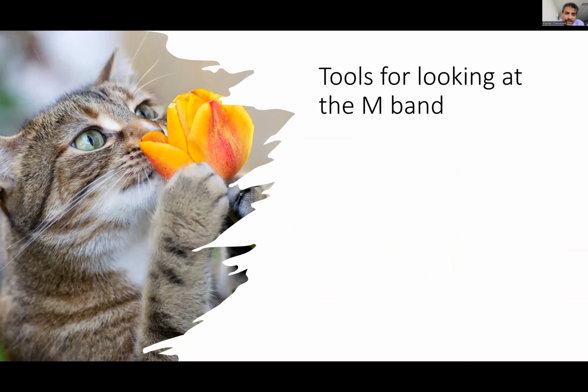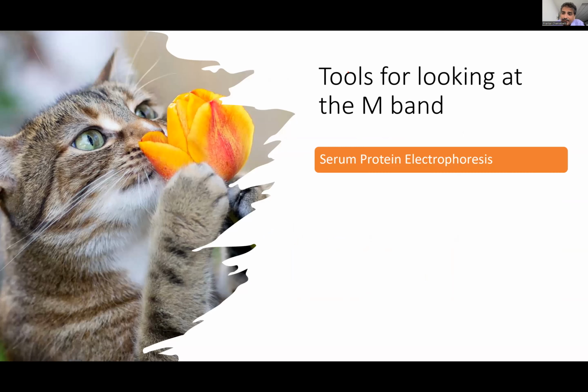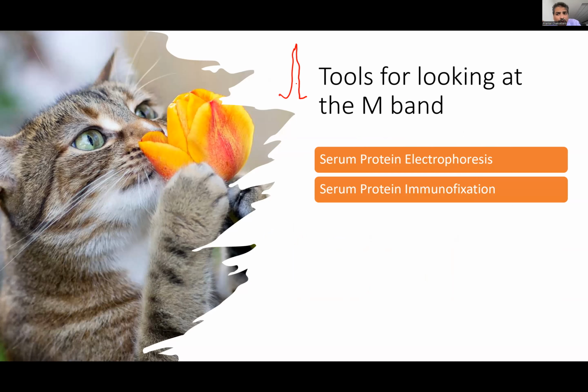Now, what are the tools for looking at the M band? Electrophoresis I have already alluded to. It can also be capillary electrophoresis or gel electrophoresis. And then we do something called immunofixation. When you see a peak like this, you will suspect that it's monoclonal. But how do you know it is monoclonal? So you use monoclonal antibodies and stain them. If it's a clear stain, then it's monoclonal. If it is positive for both kappa, lambda, and maybe IgG, IgM, then it is polyclonal. So remember, you can suspect a monoclonal band on serum protein electrophoresis, but to confirm it, you need immunofixation.